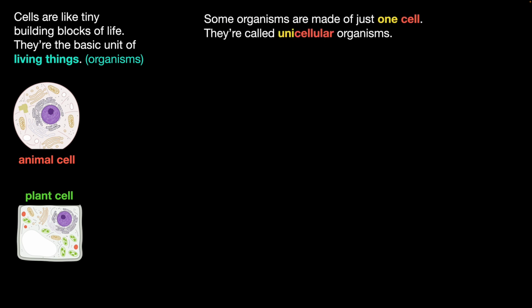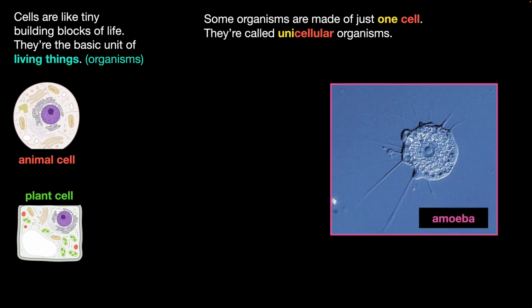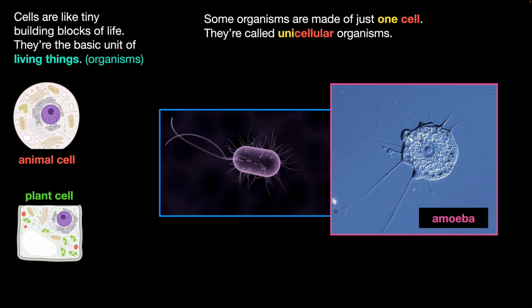Some organisms are made of just one cell. They're called unicellular organisms. Uni, like unicorn, means one, and cellular has the word cell in it. One cell organisms. Like this one, an amoeba. Or many kinds of bacteria, like this bacterium.